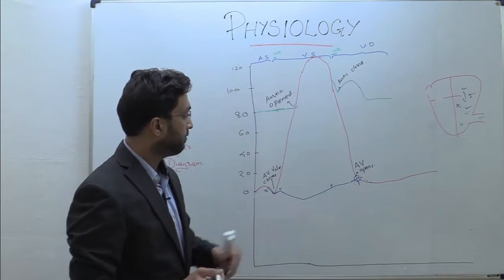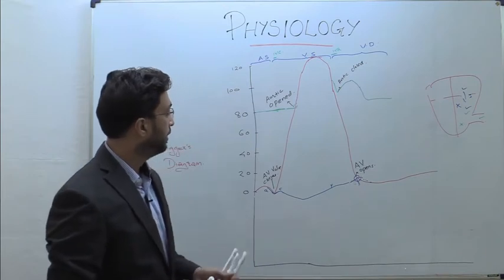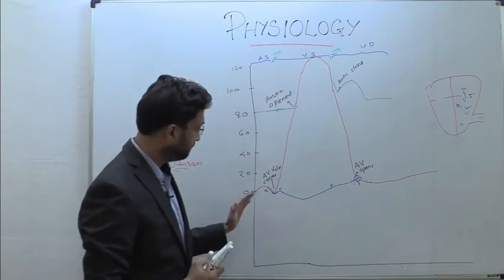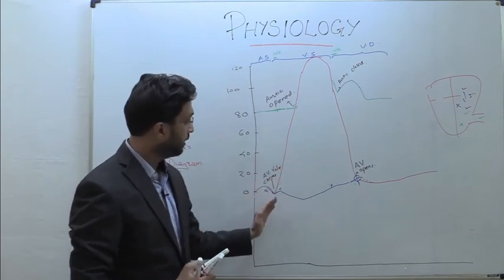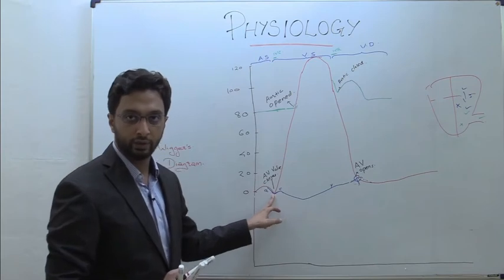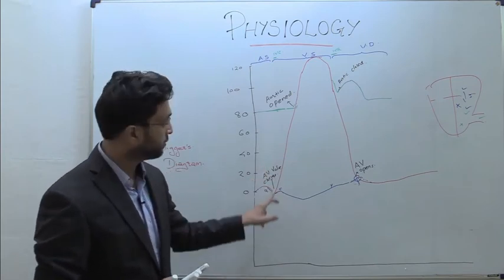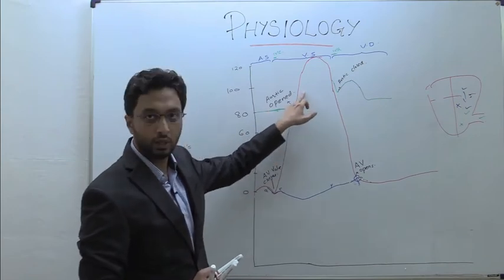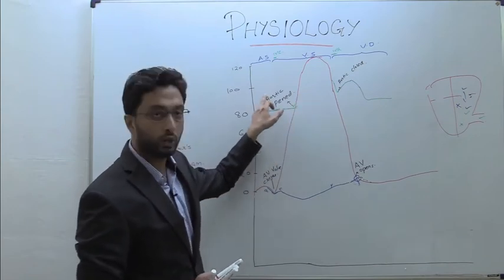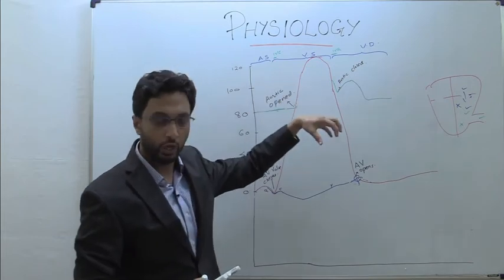So the AV valve opens here. Okay, so it's very simple. Initially atrial systole, so the pressure slightly increases in the ventricle. Then when there is higher pressure in the ventricle, the AV valve is closed. At this stage, the pressure goes above the aortic pressure, so the aortic valve is opened. Then they go together.